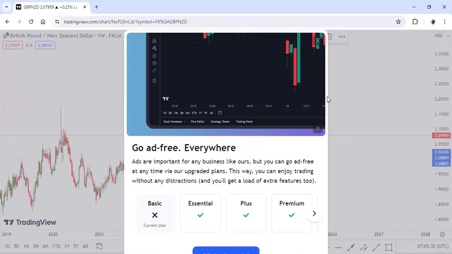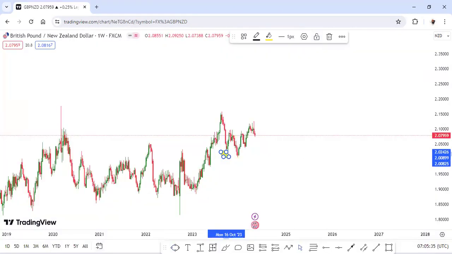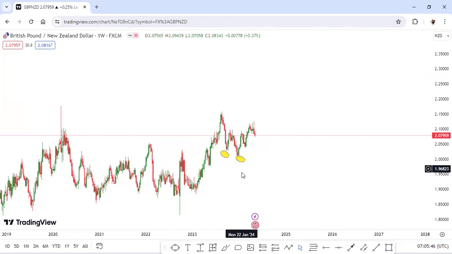Okay, then we have another one here. We have another one here. Okay, we have another one here. If you can see it clearly, this is an inverse head and shoulders pattern.